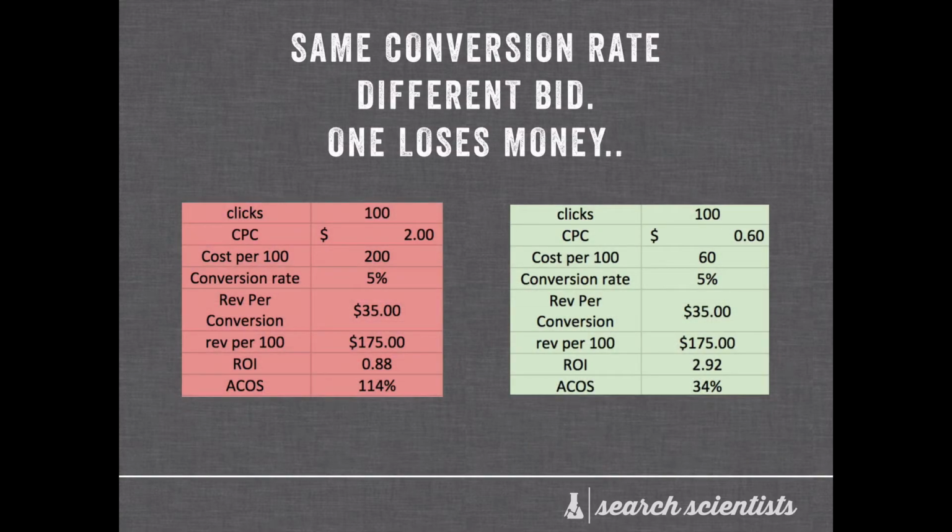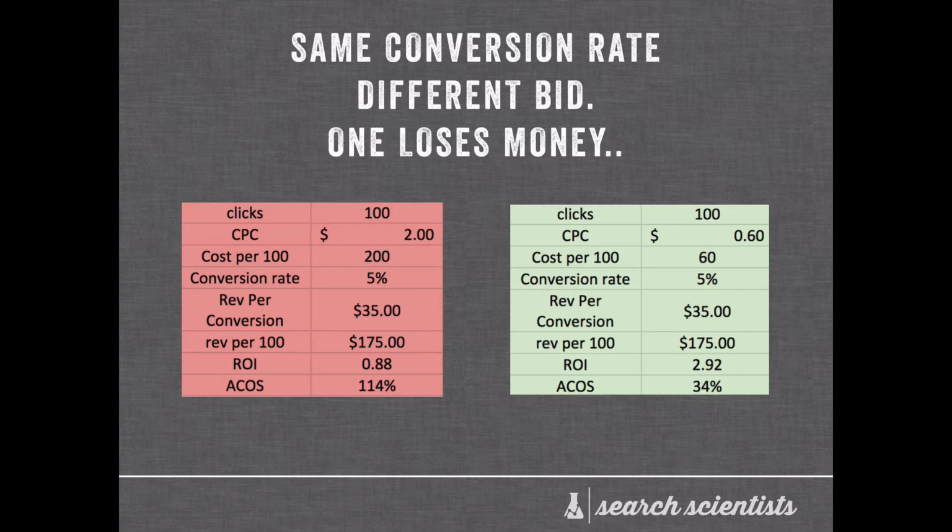It's extremely important. Let's take a look at these two situations where on the left, we have the exact same conversion rate as we do on the right, with the exact same product, exact same revenue per conversion. The only difference between the left and the right is that on the left, you are bidding higher than you are on the right. So let's actually walk through this.